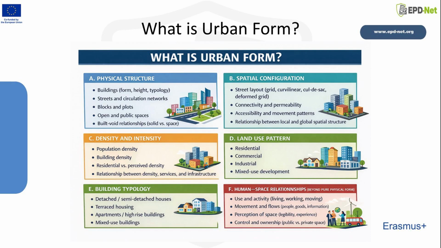The first one is physical structure, which includes buildings, their form, height, and typology, along with the street and circulation networks, the arrangement of blocks and plots, and the open and public spaces that connect everything.